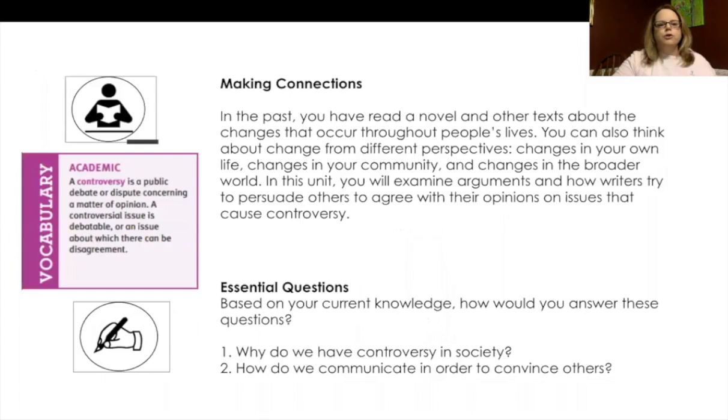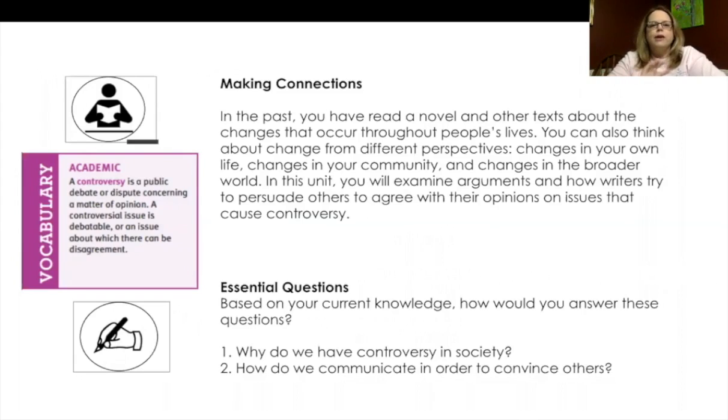Monday, you were asked to answer a couple of questions. They said, in the past, you have read a novel and other text about the changes that occur throughout people's lives. So this is something maybe you read in your English class. You may have also read something in social studies or science. Think about something like that in your class that might be controversial.